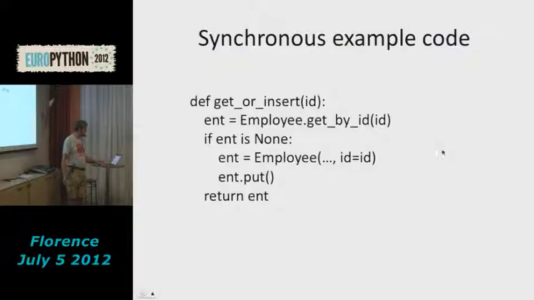Anyway, it's very simple. Define the function, takes an argument. Employee is the model class. Get by ID is a primitive operation that asks the data store, get me one object, the one that has this ID.